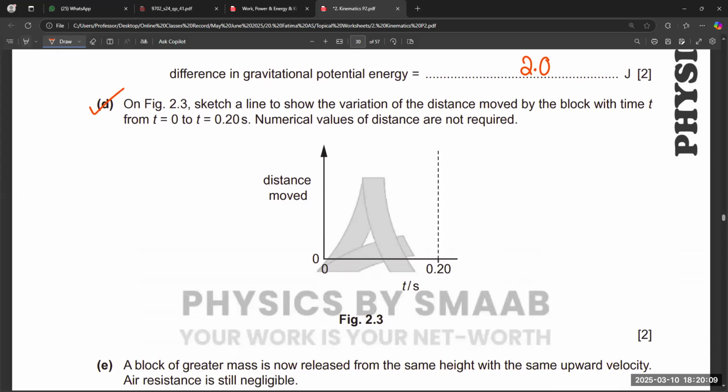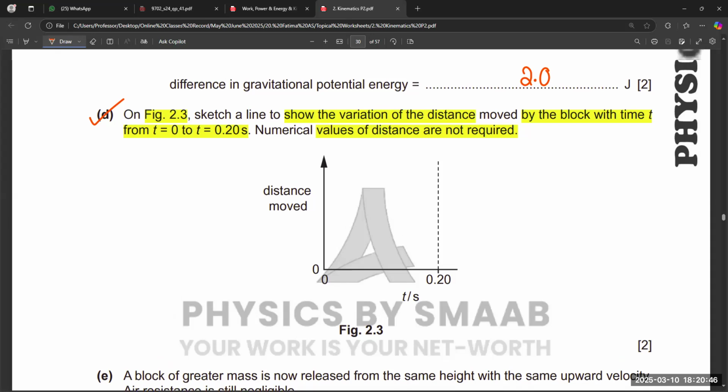And on figure 2.3, sketch a line to show the variation of the distance moved by the block with time t from time equals 0 to time equals 0.2 seconds. Numerical values of distances are not required. In our graphical representation, a speed time graph is given, and now we need a distance time graph, right?